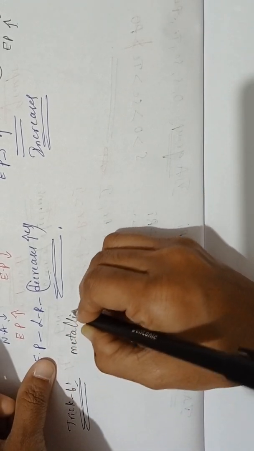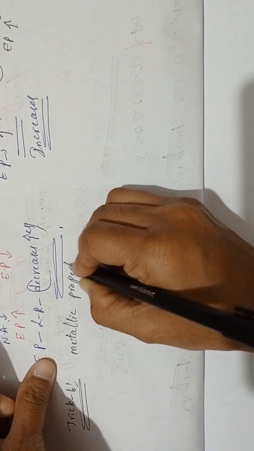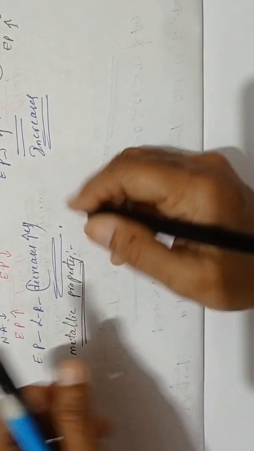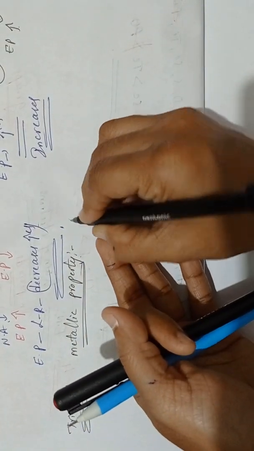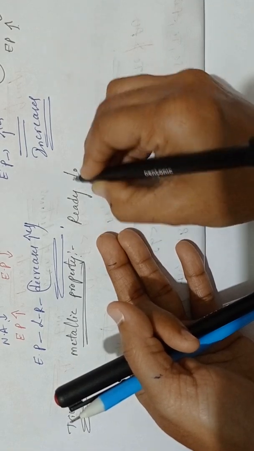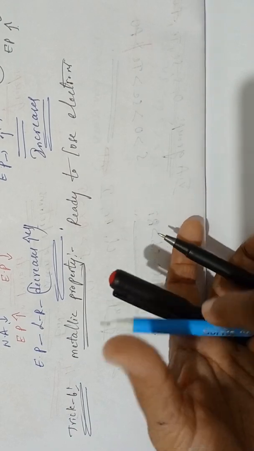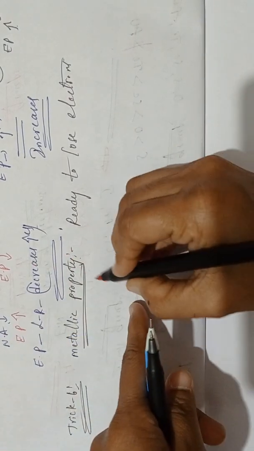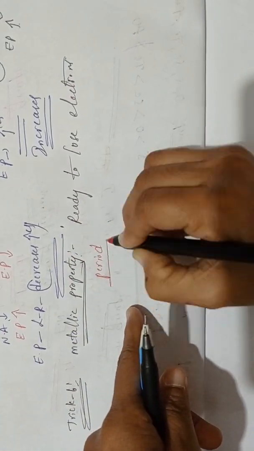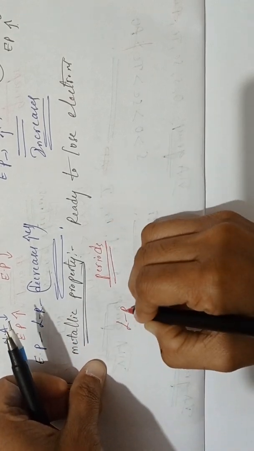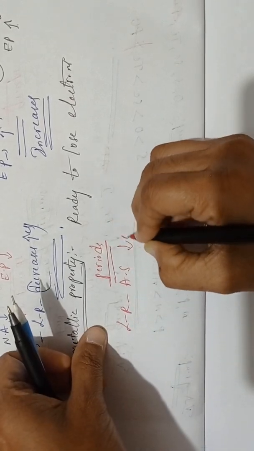Metallic property. What is metallic property? They are ready to lose electrons. Correct? Metallic property is nothing but ready to lose electrons. Now tell me students, in periods what happened? In periods, left to right, atomic size decreases.